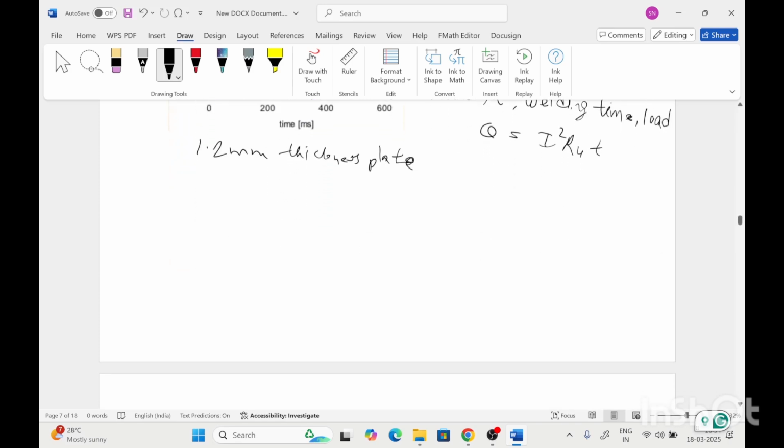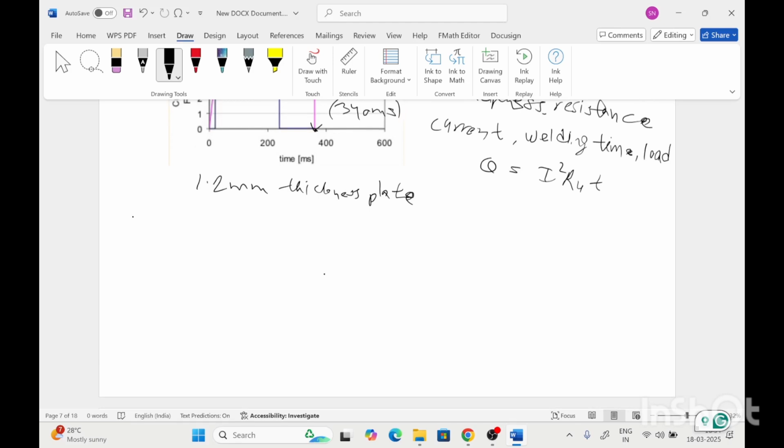And the characteristic of RSW is that it mostly uses AC currents at 10 raised to power 2 to 5 ampere, but sometimes DC can also be used.